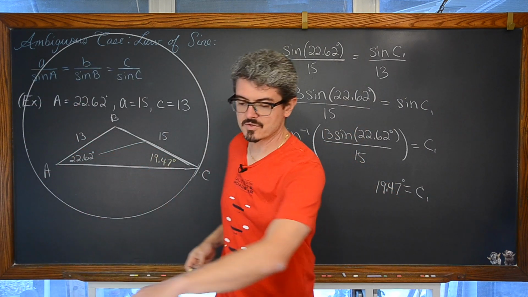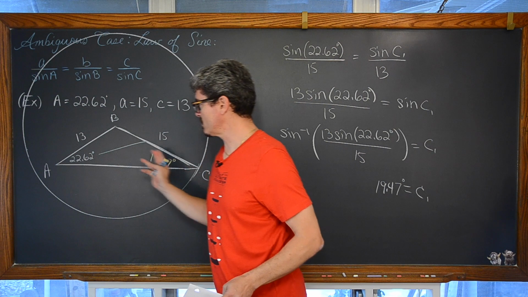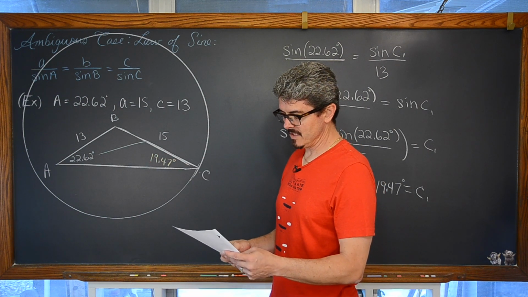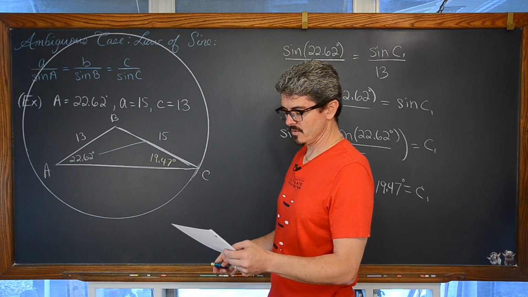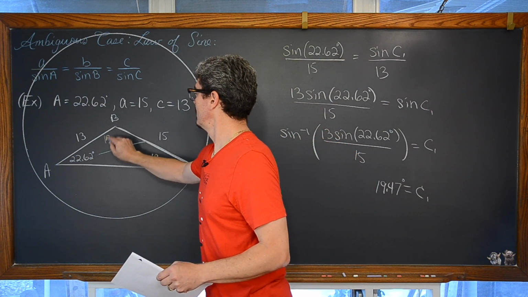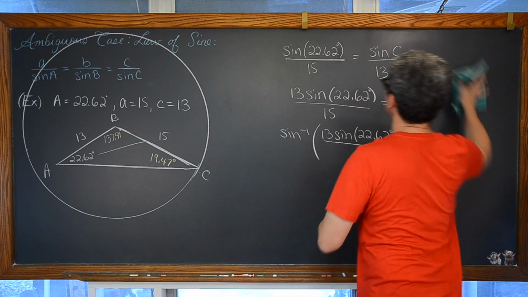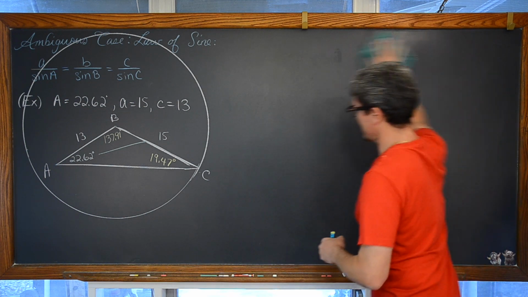And now to finish this up, finding the third angle, of course, is not very complicated. 180 minus 22.62 minus 19.47 gives us an angle of 137.91 degrees. If you have seen the law of cosine, if not, it's going to be in the next lesson of your book, but we're going to go ahead and get ahead right now and look at it.